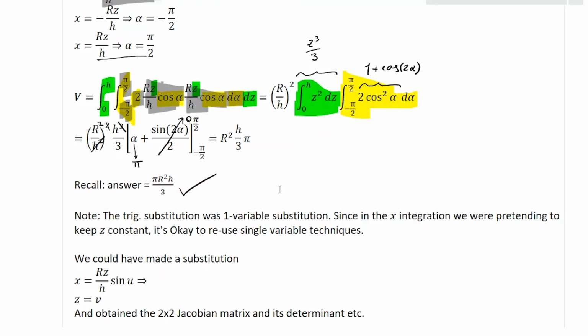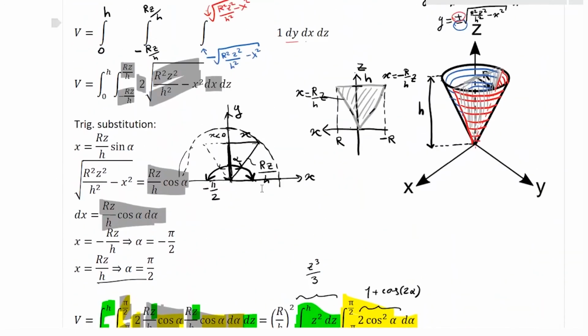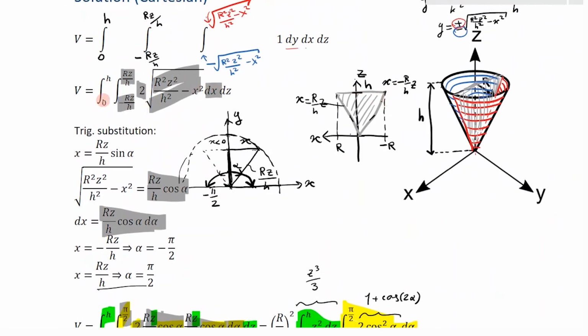Now, I don't know if this threw you off or not. You see how this is a double integral, but I'm only doing a substitution with x. So I'm not doing any of the Jacobian stuff here. The reason it's okay to do this is because we're treating z as a constant, and we're not transforming z in any way. It's just x that's being transformed. So if we're treating z as a constant, we can just do this substitution like this.